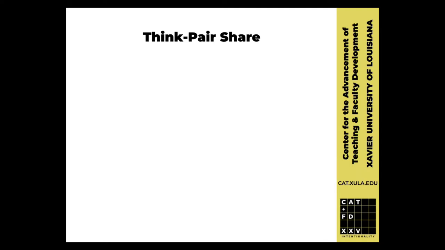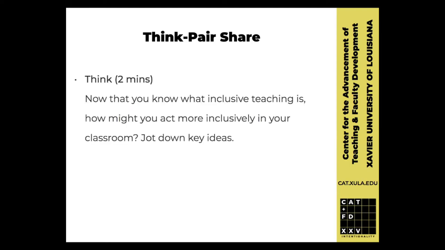So here's what I want to do first. I want you to actually think, and I'm going to time you. I'm going to give you 2 minutes. I want you to jot down your key ideas, but I want you to actually think. Now that you know what inclusive teaching is, the basic principles of it, how might you act more inclusively in your classroom? Now, this isn't about assignments. We're not talking about course design. We're talking about in the classroom with your students. You probably already do a lot of it, so you can talk about what you do, but now that you know this, take 2 minutes and think about this. I'm going to time you starting now.